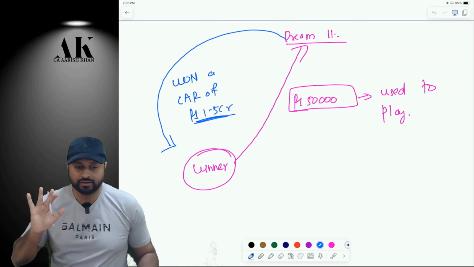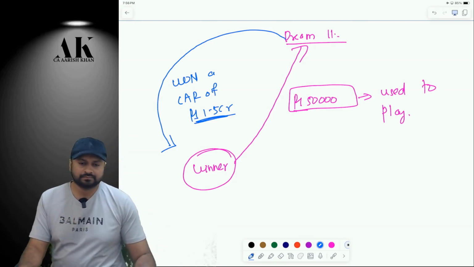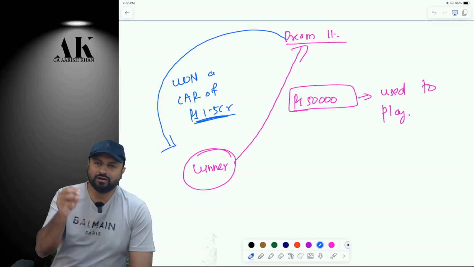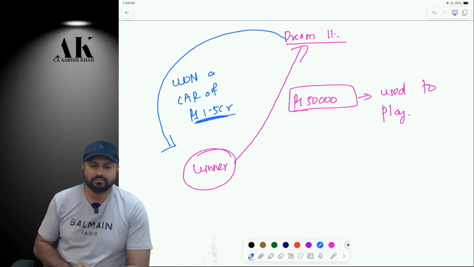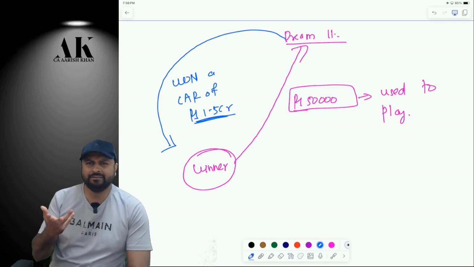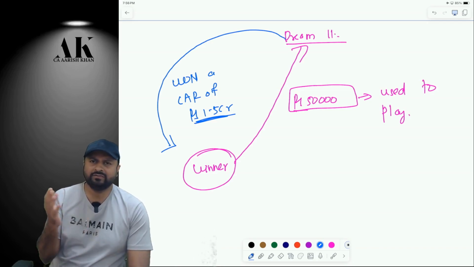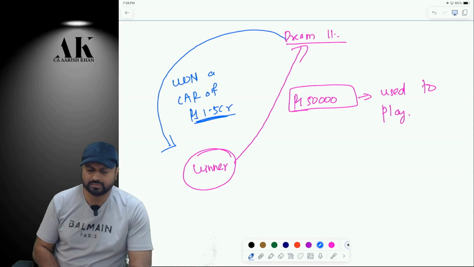Listen carefully, please. Now Dream 11 is not giving you money. They are not loading money in your account. Instead, they are giving you a car. A winning can be in kind also. The way winning can be in cash, in the same way the winning can be in kind also. Both the things are possible. Correct or not? Please tell me.